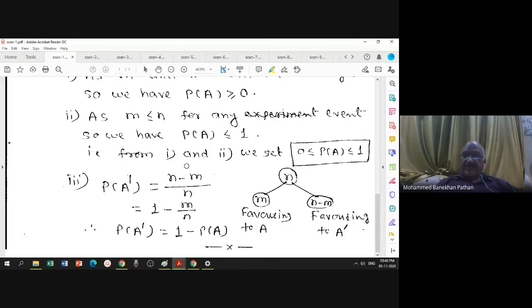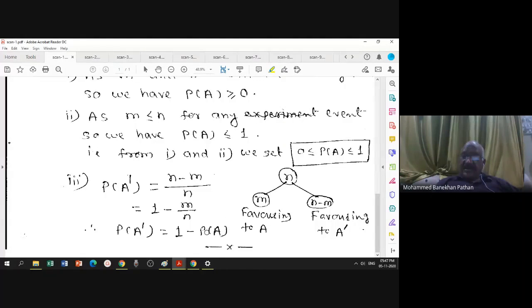Now by making a simple algebra, I divide the numerator by the denominator. n divided by n becomes 1, minus m divided by n. Again, you can see m by n is the classical definition, so it is replaced by P of A. So you get the relation between the chance of getting the complement in terms of the chance of getting the original event.